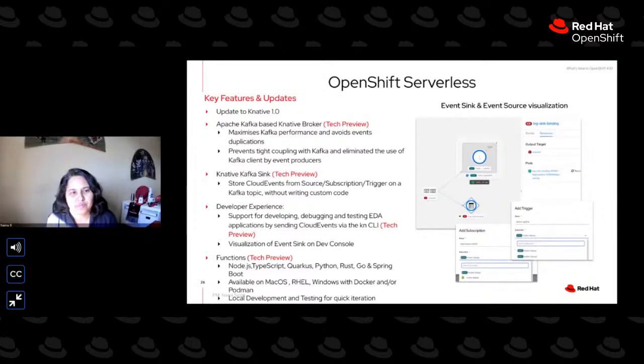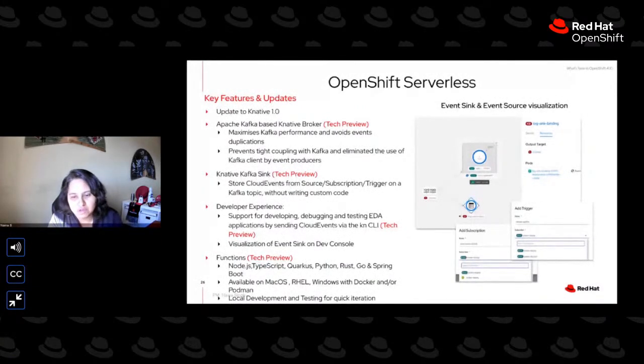Hello, everyone. OpenShift Serverless is based on the upstream project Knative, and for 4.10, it will be updated to Knative 1.0, and this is going to be a big milestone for us. We have added some features around eventing for these releases, and to enable developers writing event-driven solutions, one such feature is the Apache Kafka-based broker as a tech preview feature. This can maximize Kafka performance and persistence and can also avoid event duplication. It will also prevent tight coupling with Kafka because it eliminates the use of Kafka clients by event producers.